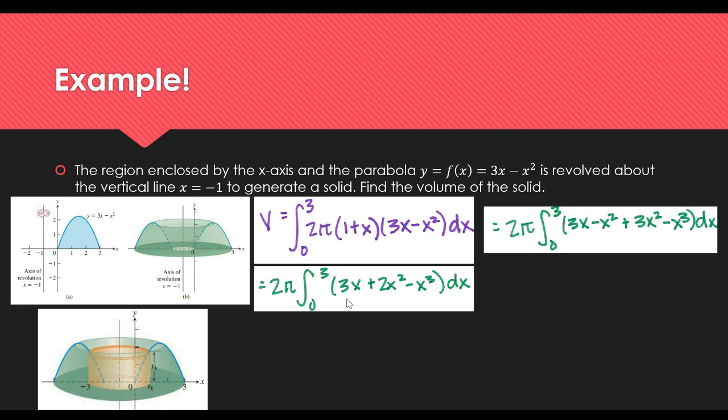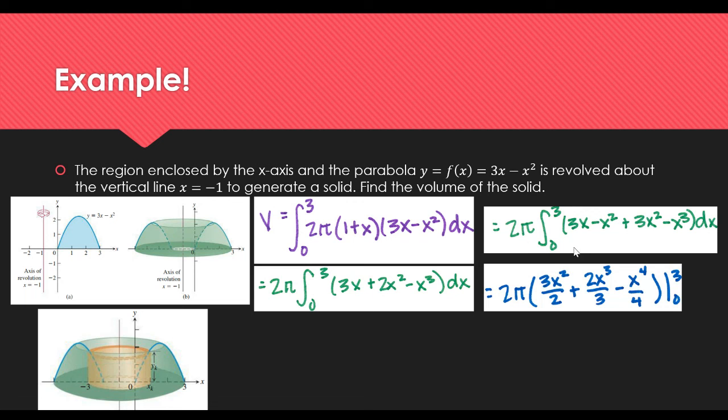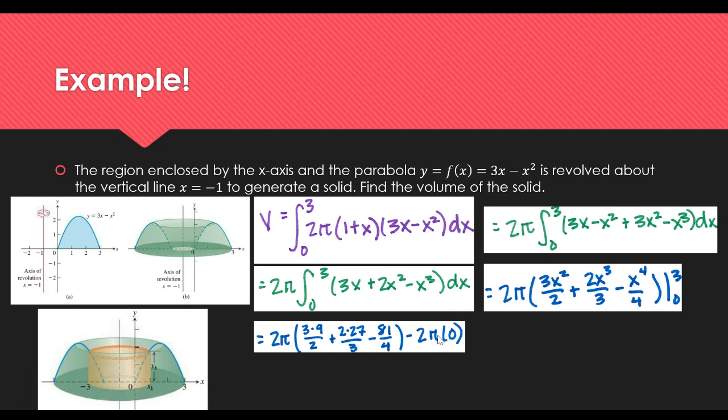So I'm ready to integrate. The integral of 3x is 3x squared over 2. The integral of 2x squared is 2 times x cubed over 3, minus the integral of x cubed is x to the 4th over 4. And again, that's from 0 to 3. So I know that when I plug in 3, that's going to be 3 squared, 3 cubed, 3 to the 4th. And when I plug in 0, that's all going to 0 out. So that's just going to be 0.